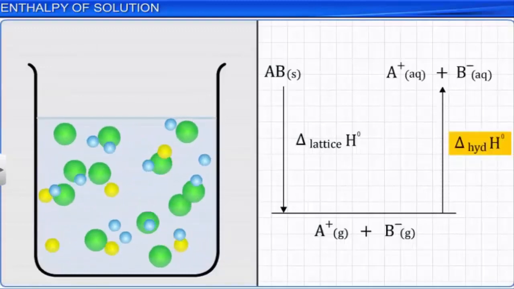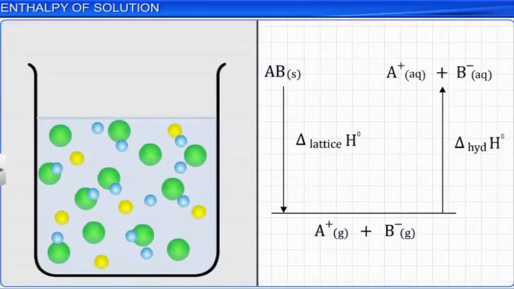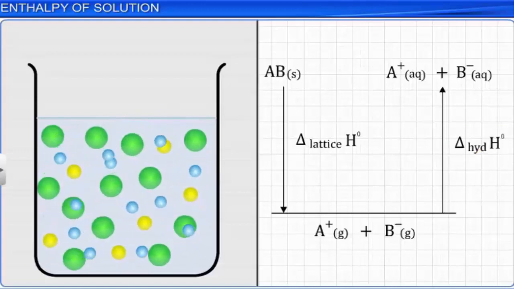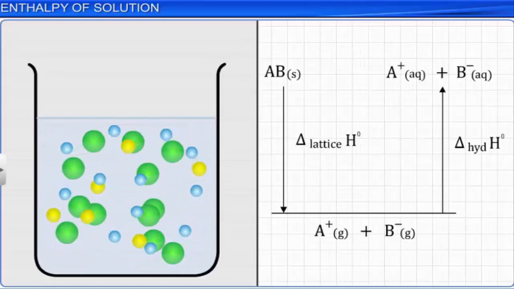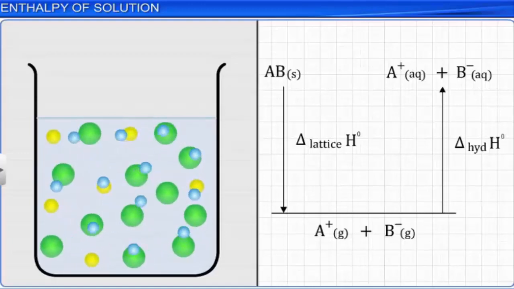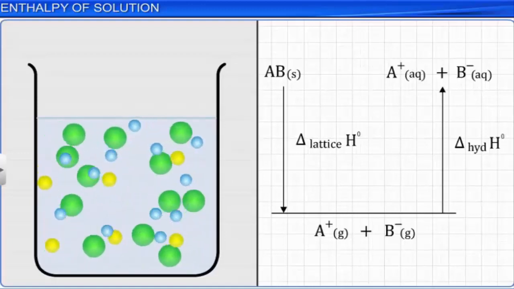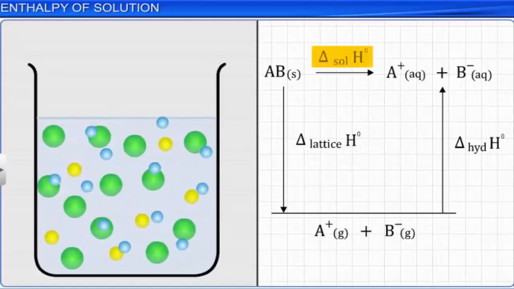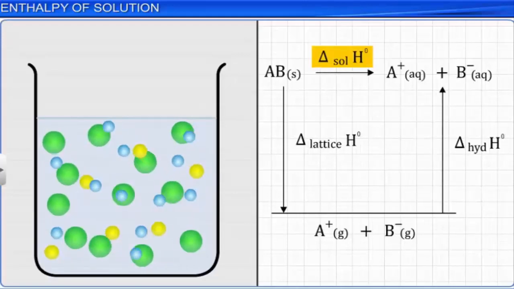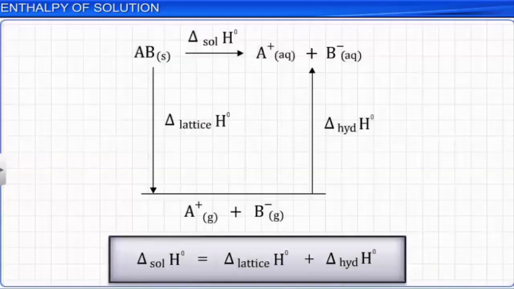As dissolution proceeds, the ions leave their lattice site and get mixed with the solvent. This total energy change of the solution is known as enthalpy of solution and is represented by ΔsolutionH0. Thus, we can conclude that the enthalpy of solution of ionic compound AB is the sum of change in lattice enthalpy and enthalpy of hydration of ions.